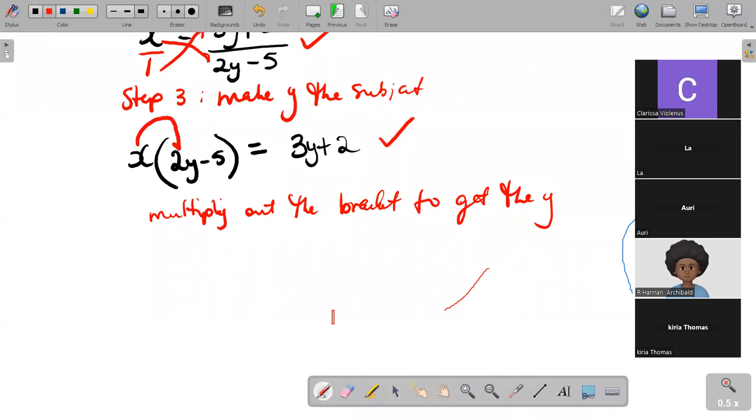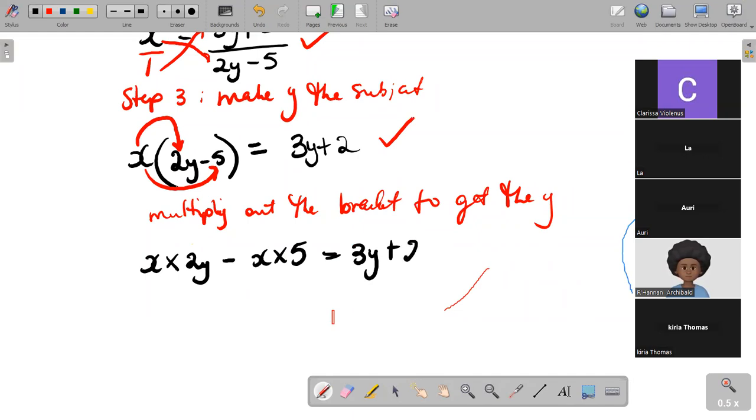x times 2y minus x times 5. Didn't we do this before? So that's all we're going to do. x times 2y minus x times 5 equals everything over here, because we aren't troubling over here yet. So let's go. What's the answer on this side? x times 2y is what? 2xy minus 5x equals 3y plus 2.